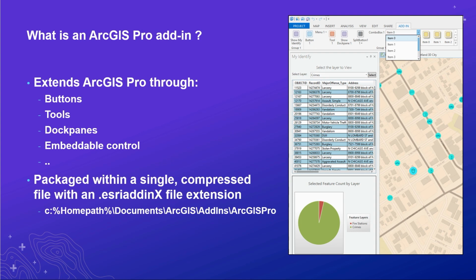In Visual Studio, when you compile an add-in module project, you get a compressed Esri add-in-x file. This gets copied into your user profile documents location. The full path is given here at the bottom of this slide. This is one of the well-known locations from which Pro will load add-ins.